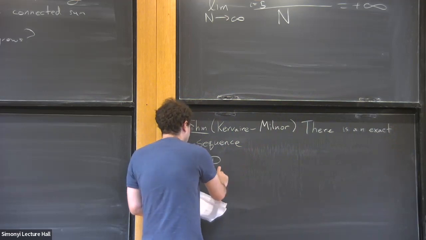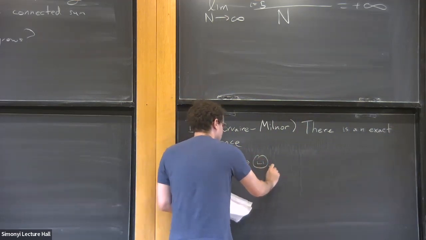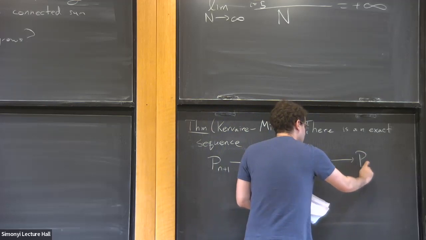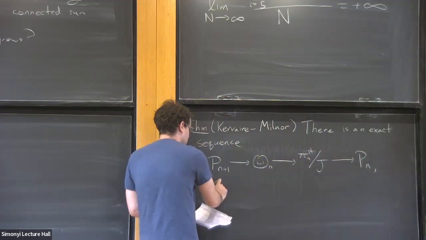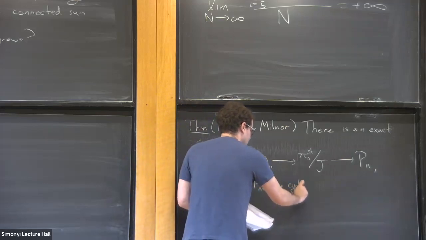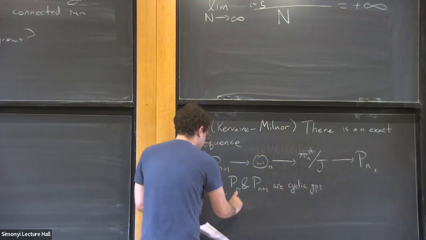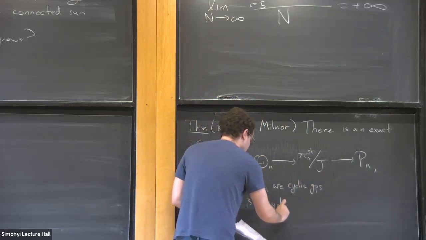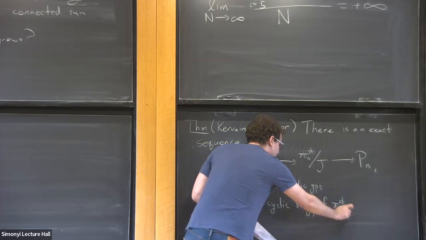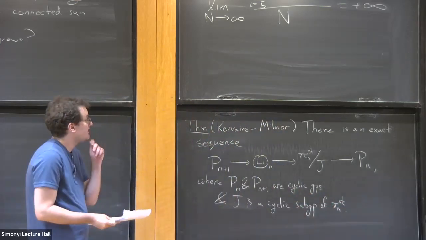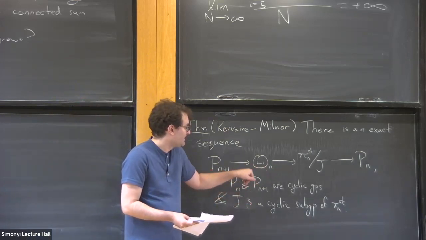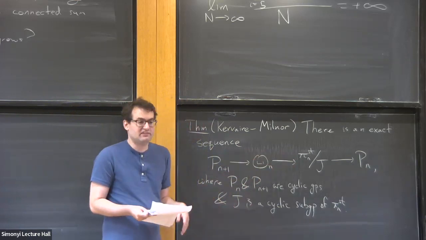It's an exact sequence, π_{n+1}^s → β_n → π_n^s / J → ..., where β_n and π_n stable group mod some subgroup J, and here the groups P_n and P_{n+1} are cyclic, and J is a cyclic subgroup of this nth stable group. And so what that means is that the p-ranks, the dimensions of F_p tensor this group and F_p tensor π_n stable, differ by at most 3.